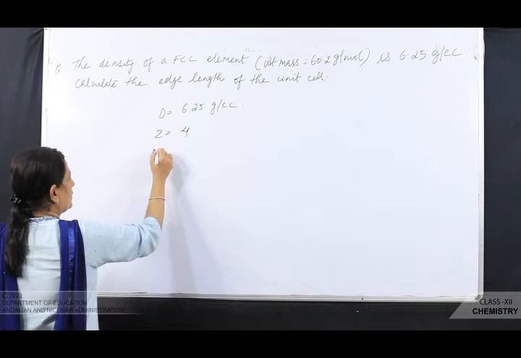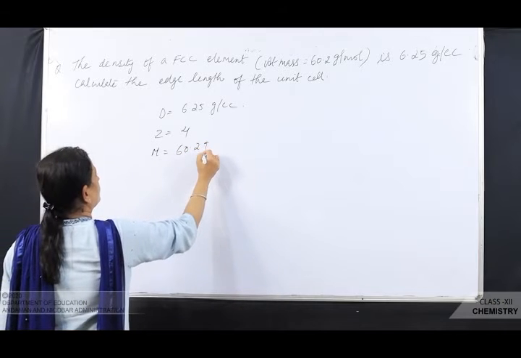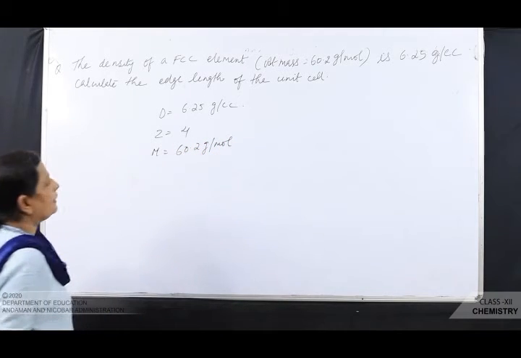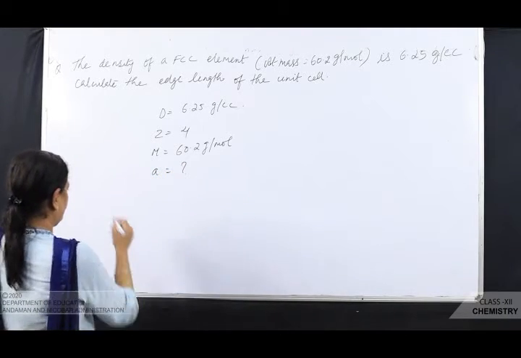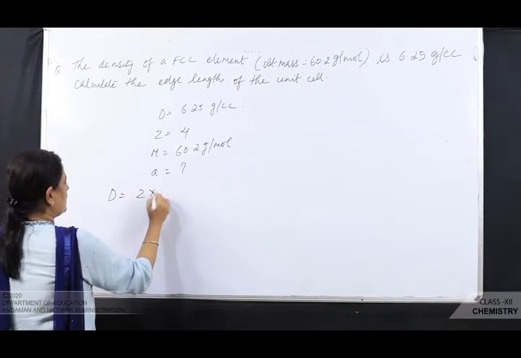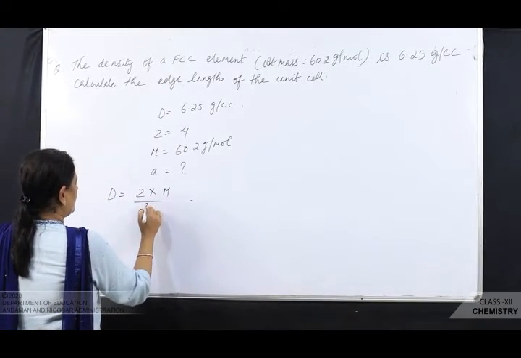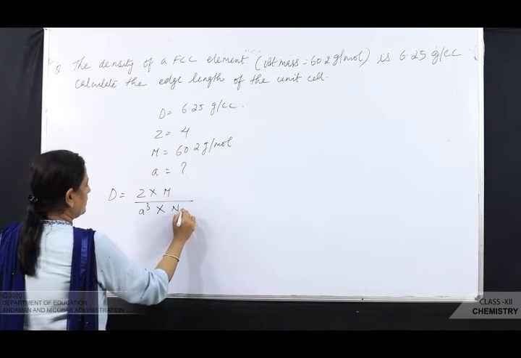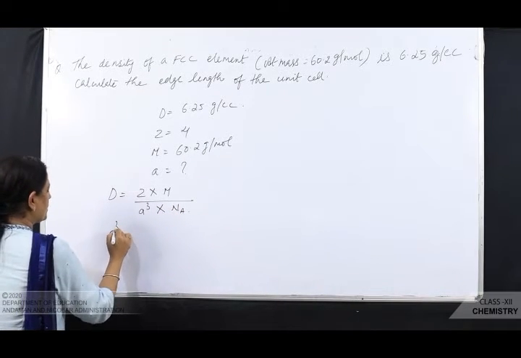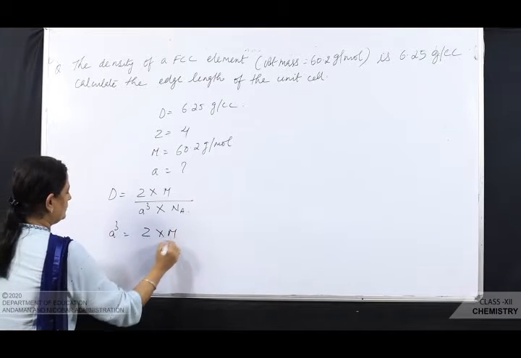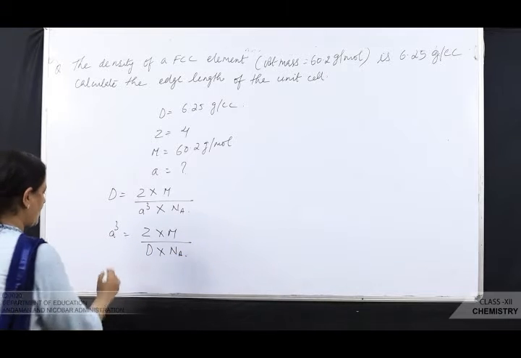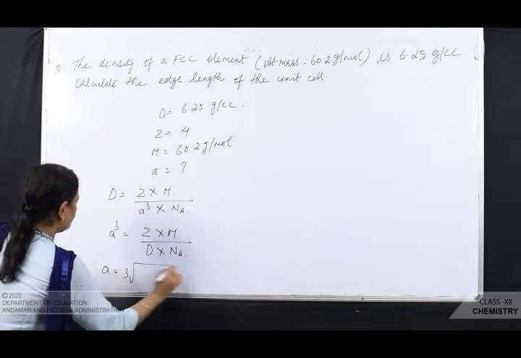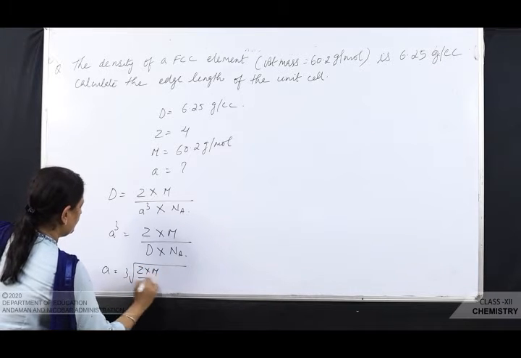Then what is given? Atomic mass is given, 60.2 gram per mole. And what is asked here? Edge length. The equation is the same only. D is equal to Z into m divided by A cube into Avogadro number. So what will A cube be equal to? A cube is equal to Z into m divided by D into Avogadro number. What will be A? A will be the cube root of Z into m divided by D into Avogadro number.